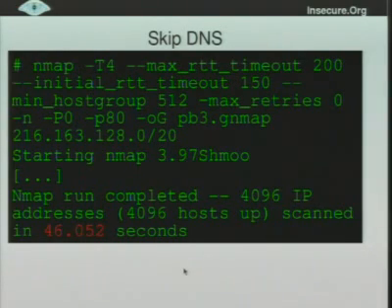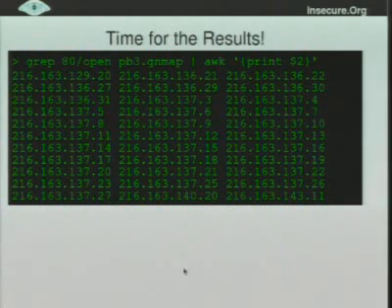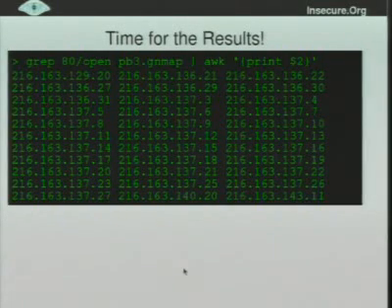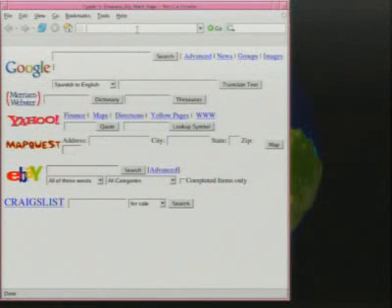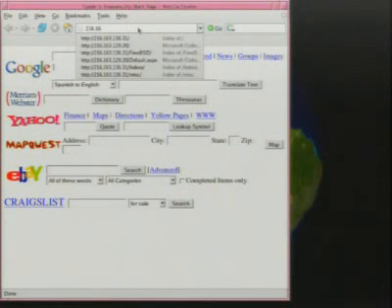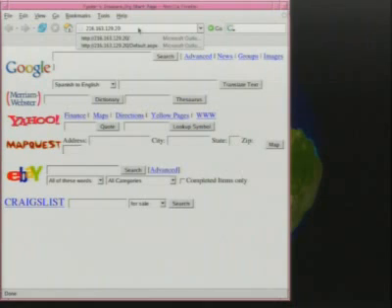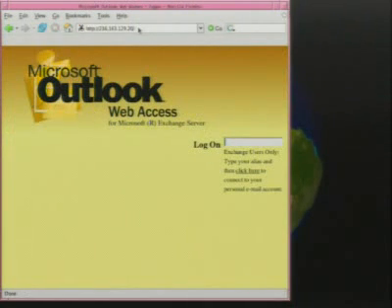But enough of this timing stuff. Let's actually get to the results, shall we? We found a lot of web servers up here. And so I was like, all right, with this many, there's got to be some good ones. So, of course, I open up Firefox. And the first one gives me this.